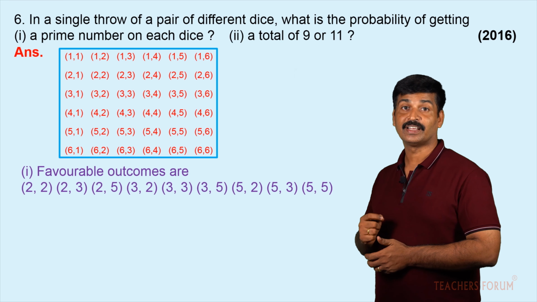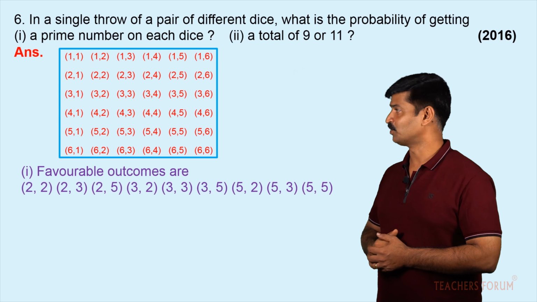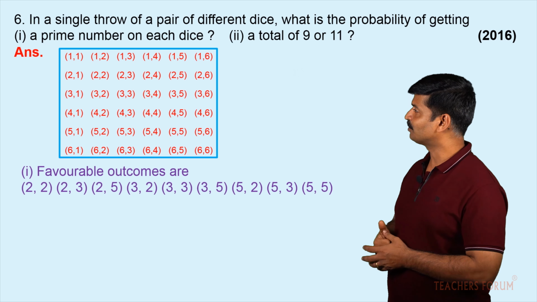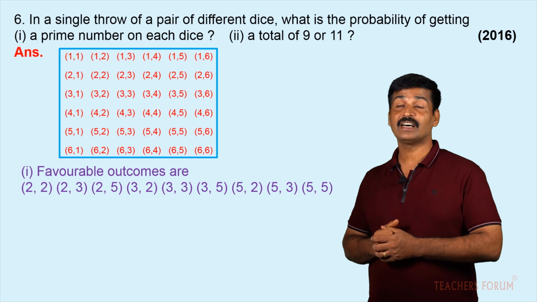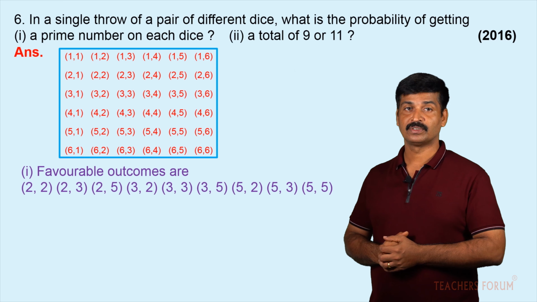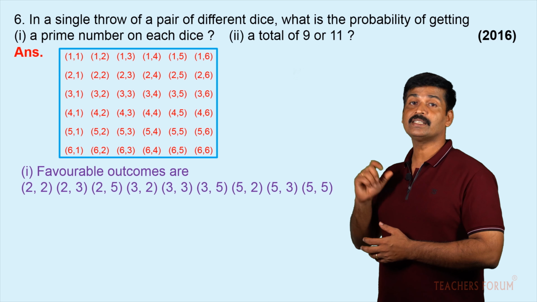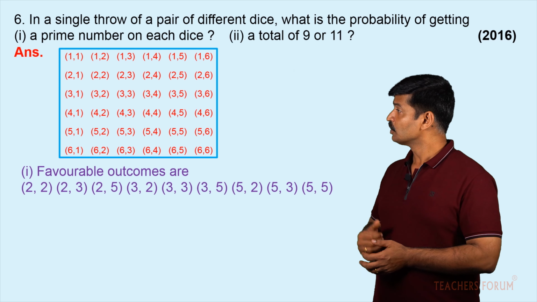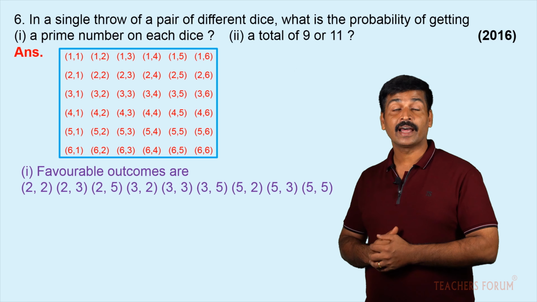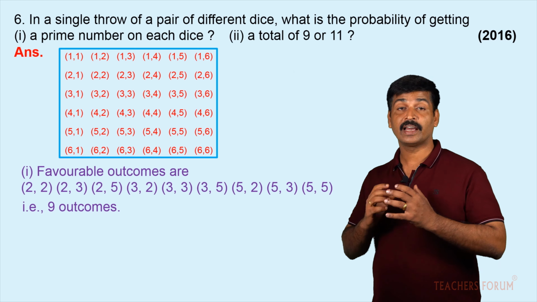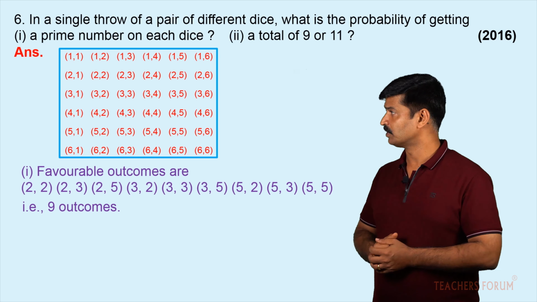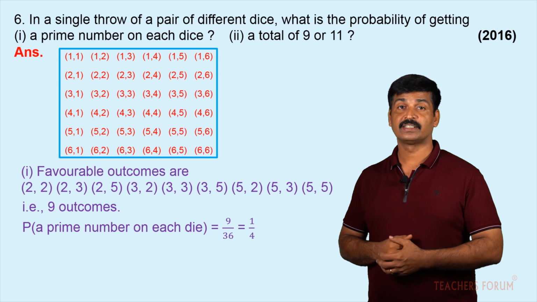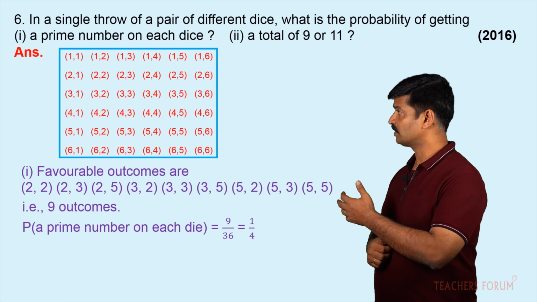You see, they are prime numbers. Okay. Then 3, 2, 3, 3, 3, 5, 5, 2, 5, 3, 5, 5. So these are the favorable outcomes, because you see all these numbers appearing on the 2 dice are prime numbers. Okay, so they are 9 in number. So there are 9 favorable outcomes. So what is the probability of getting a prime on each dice? 9 by 36, that is 1 by 4.